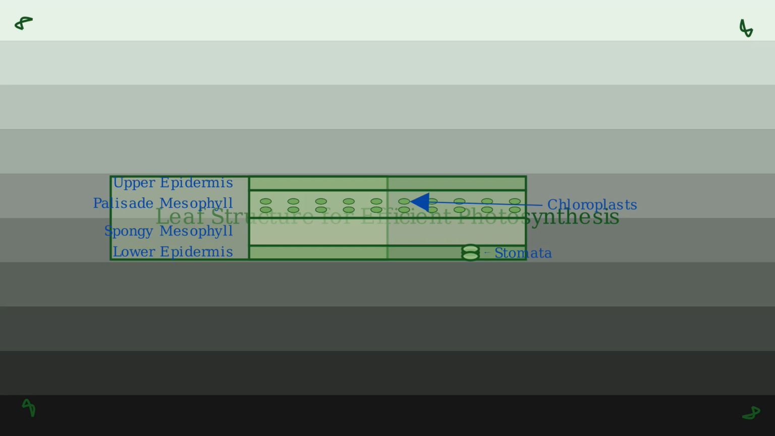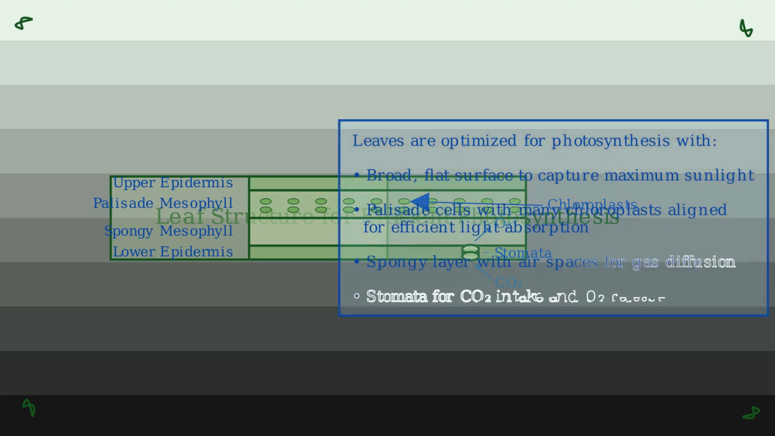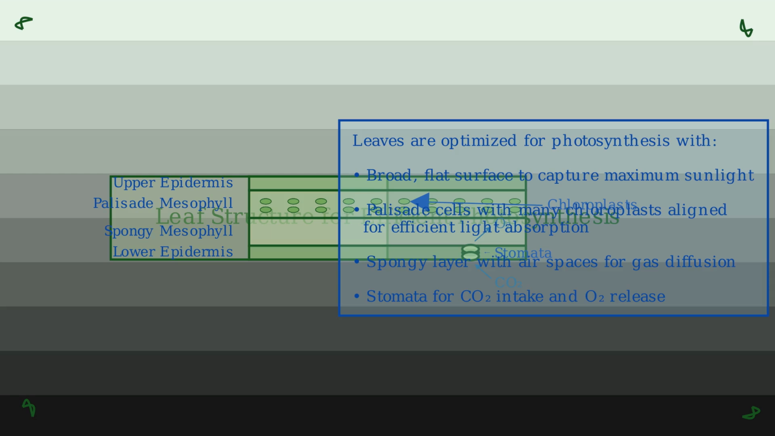The lower epidermis contains specialized openings called stomata. Stomata allow carbon dioxide to enter the leaf for photosynthesis and oxygen to exit as a byproduct. The leaf's overall structure is designed to maximize light capture with its broad, flat shape, while facilitating gas exchange and housing the chloroplasts where photosynthesis occurs.